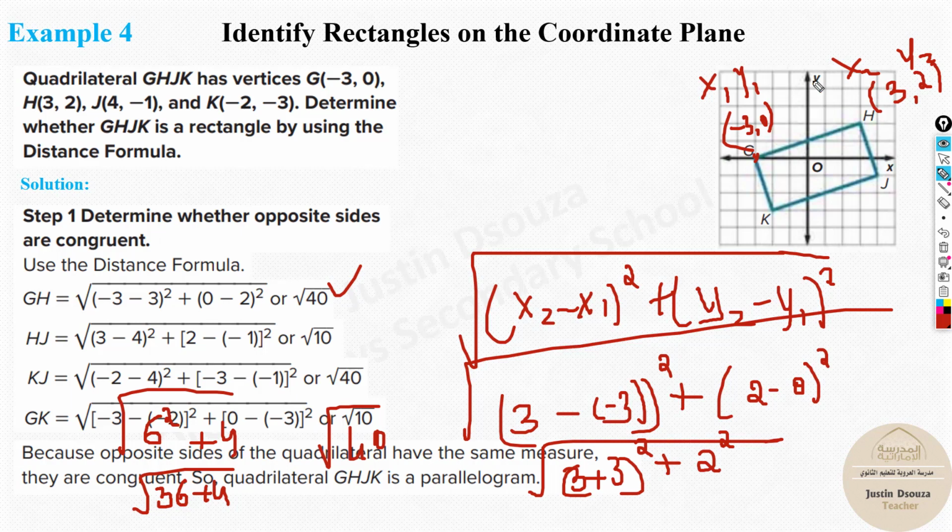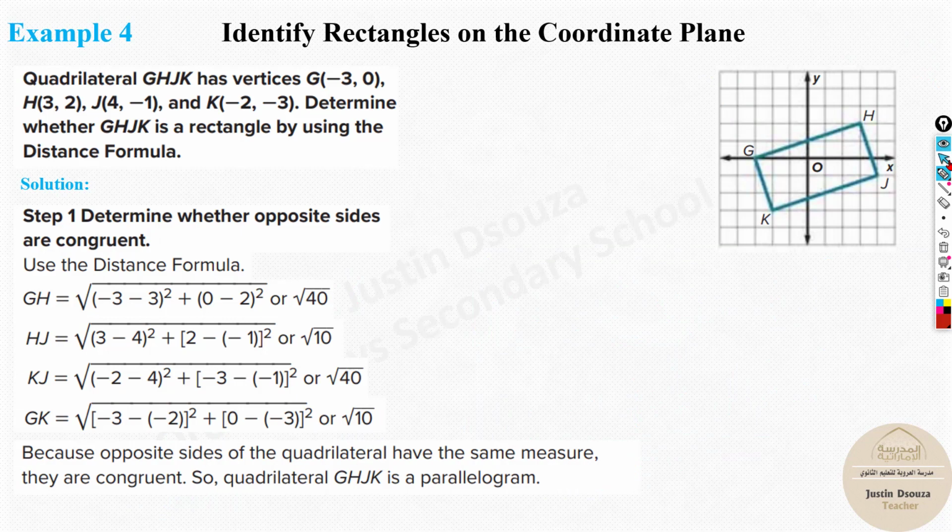Since I have used x1 and x2 differently, I got root 40. But even if I take this as x2 y2 and this as x1 y1, you're going to get the same answer. Look at this textbook method. Here they have taken the other way around, x1 y1, x2 y2. The answer will be the same, doesn't matter which method you do, as long as it's the correct method.